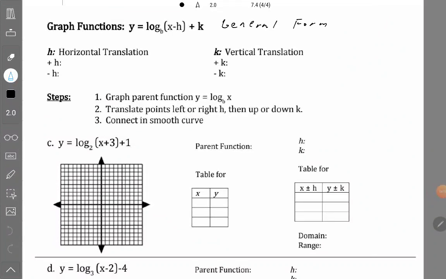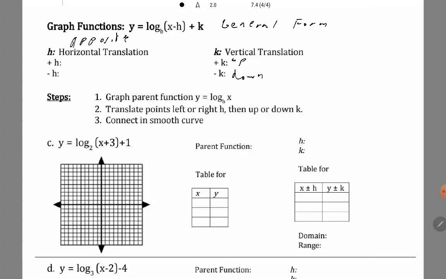Alright, here we go, the general form. So horizontal translation, we're still using the opposite. And what it does is it translates the graph left to right. So if it says plus h, we're moving the graph to the left. If it's minus h, we're moving it to the right. This is still up or down for our k value. So luckily, those really never change. H is always left or right, k is up or down.